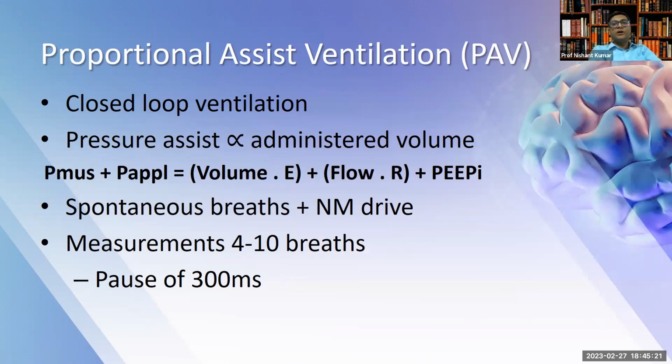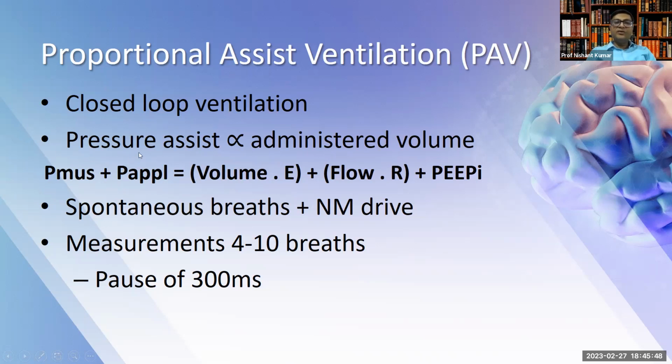Now, another important mode is proportional assist ventilation. Again, it's a closed loop ventilation. We all know that the pressure that is given by the ventilator translates to the volume that is administered. So what it does is that it calculates, on the basis of this equation, how much support is to be given by the ventilator.